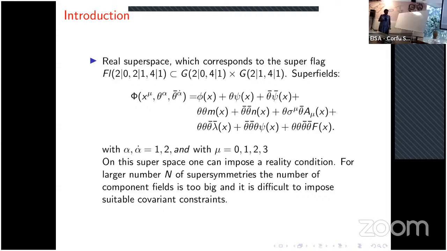When we go to supersymmetries larger than one, or perhaps larger than two, we get too many component fields, and one would have to impose covariant constraints on the superfield. This is very difficult to do, very difficult to find these constraints, or at least they are unknown. I don't know if maybe it is impossible. But for N equals one, the superspace formalism works perfectly well.